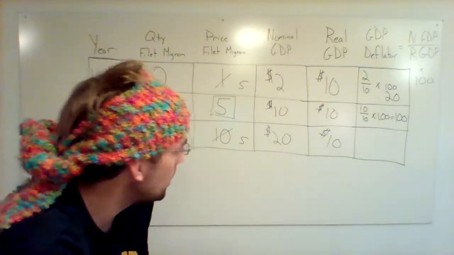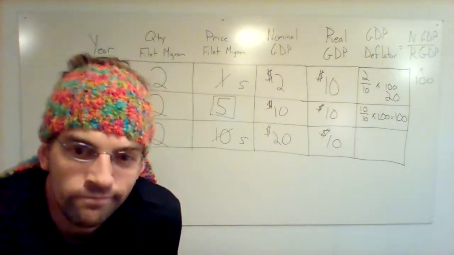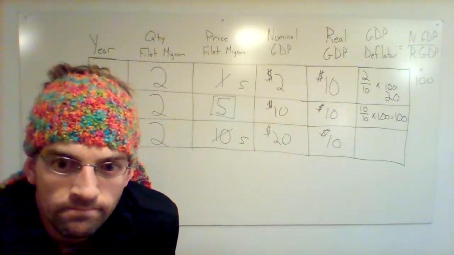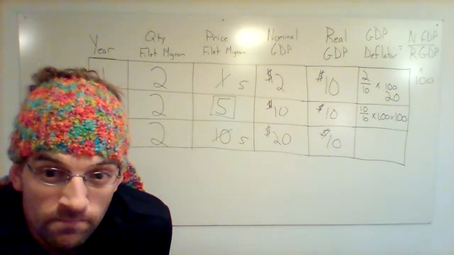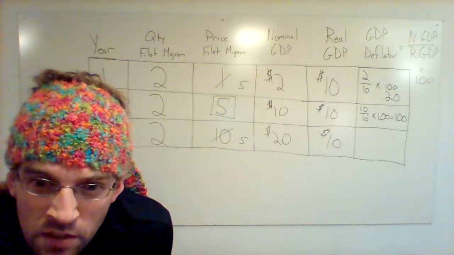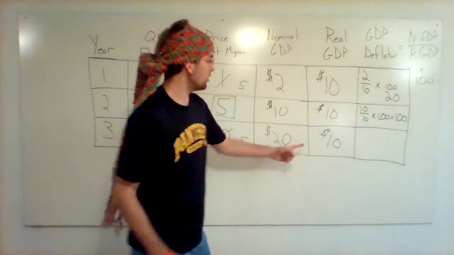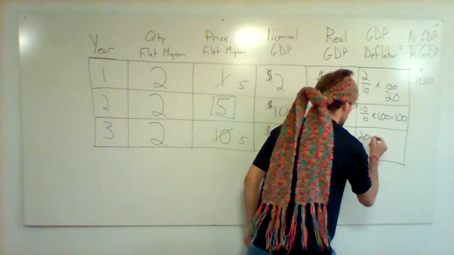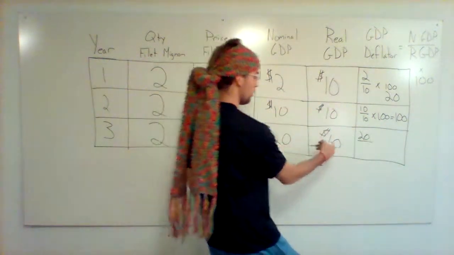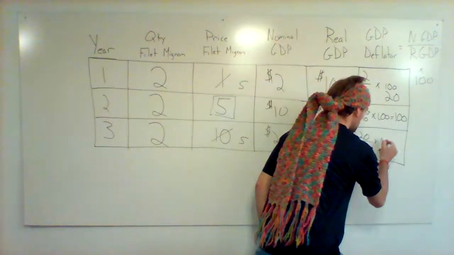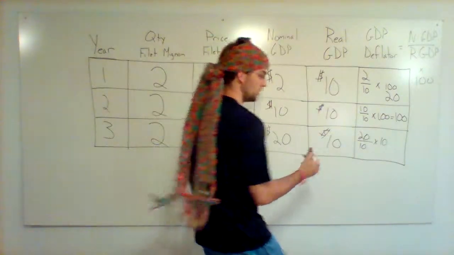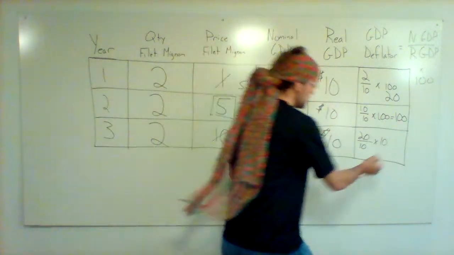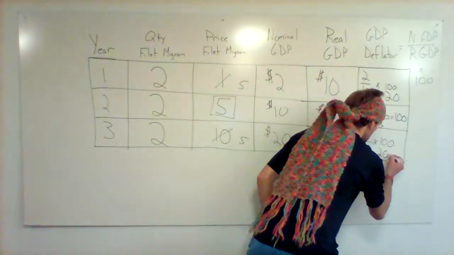Okay, so you do the last one. See what you come up with. Is it 200? I'm not sure. Let's see here. Nominal over real, 20 over 10 times 100. 20 over 10 is 2. Oh, I'm looking at it and wait, it's 20 again. No. So 200.